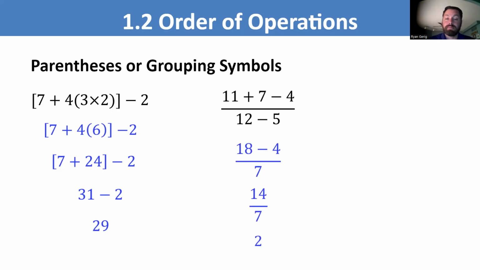11 plus 7 is 18. And then 18 minus 4 gives me the 14. 12 minus 5 is 7. So you see the 7 there at the bottom. And then the last step is 14 divided by 7, which gives me the 2.